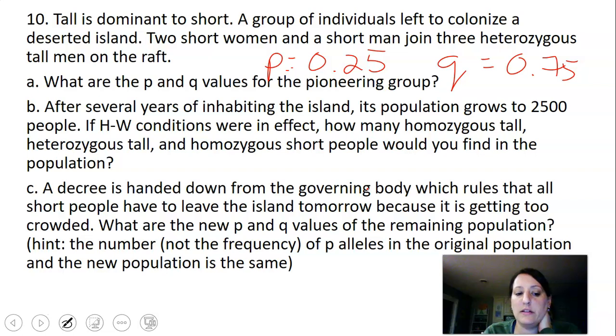Okay, remember, here's your hint. The number, not the frequency, but the number of P alleles in the original population and the new population is the same. We didn't lose any tall alleles.